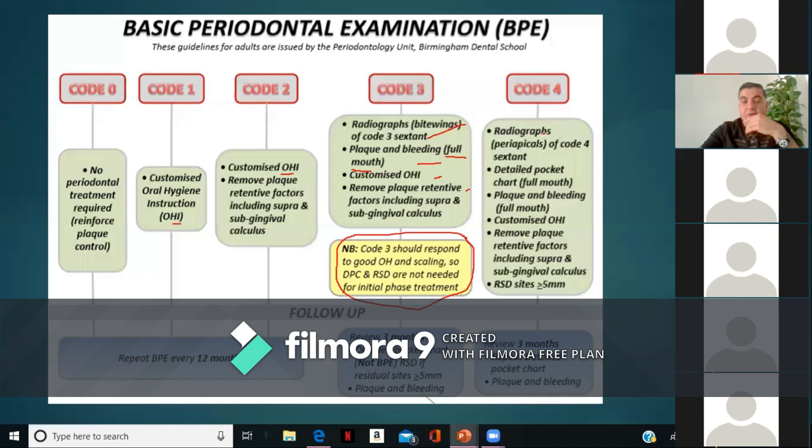Code 4 again, we need more details. We need X-rays. We need six-point pocket charting. We need more history about smoking, about. Okay?